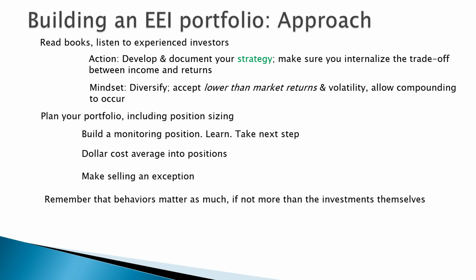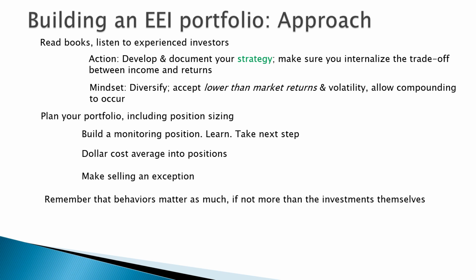Please remember that behaviors matter as much, if not more, than the investments themselves. So what happens is we try to get investment decisions precise, right? We'll only own 6.734% of this, and I'm doing it based on these projections and so on. What you have to do with position sizing, with your portfolio, your capital allocation decisions, is you have to get them directionally correct.